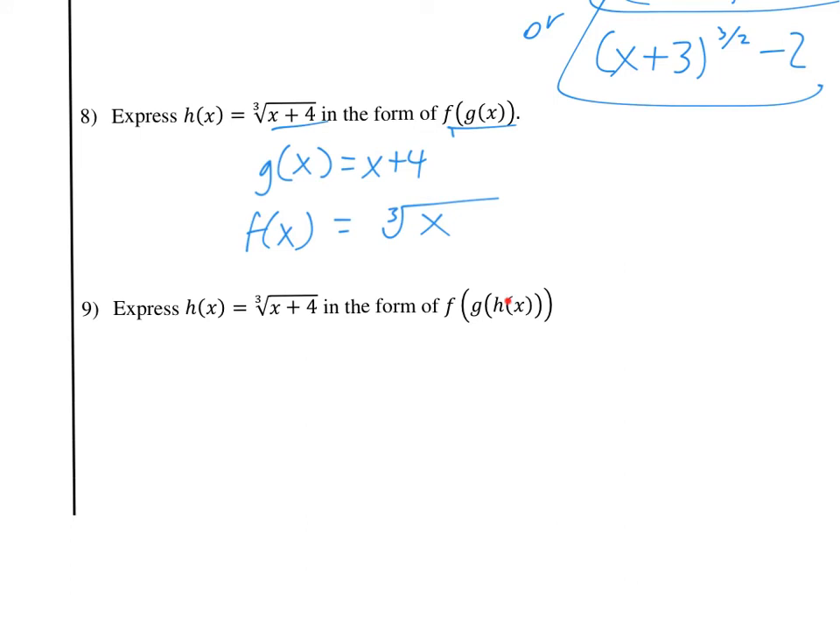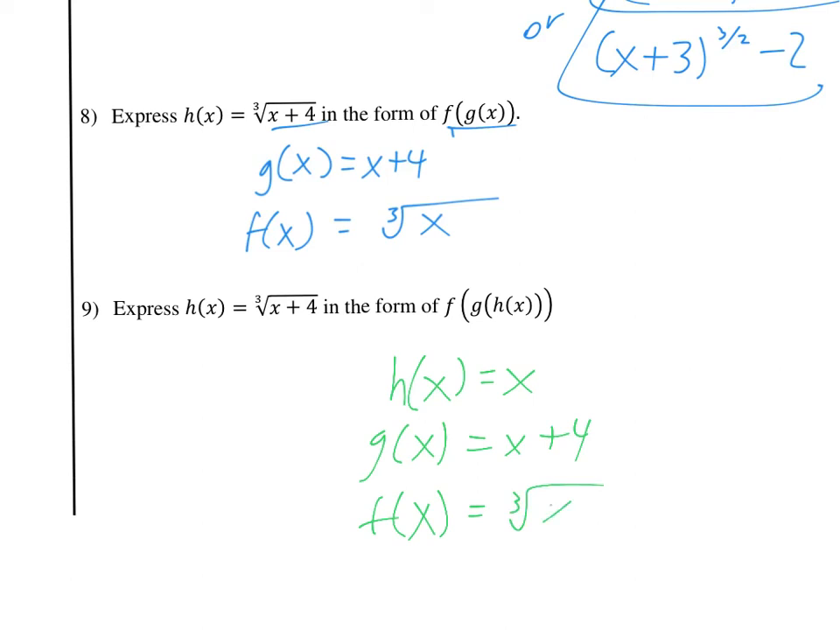Number 9 is asking us to do it as a triple function now. And so what I would say then is that the h of x on the inside, I could actually just make that x, and then I could plug that into x plus 4, and then I could plug that into the cube root of x. It's not the only way to do it, but that's how I see it.